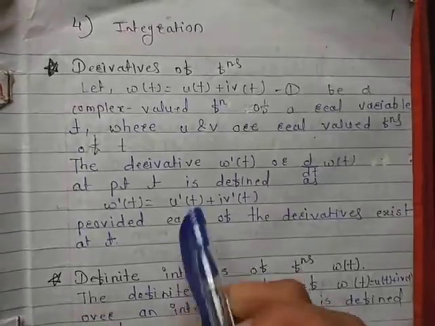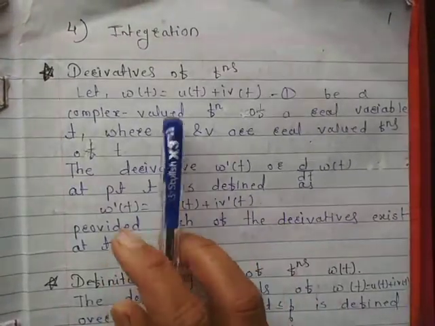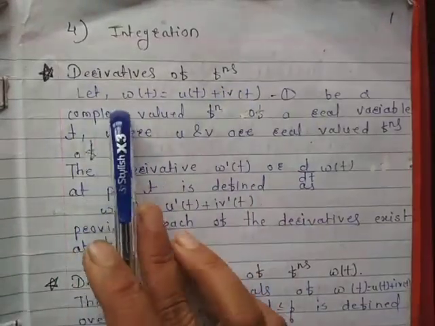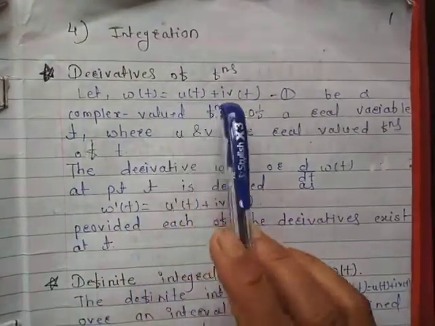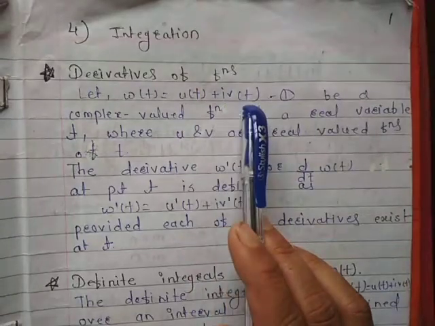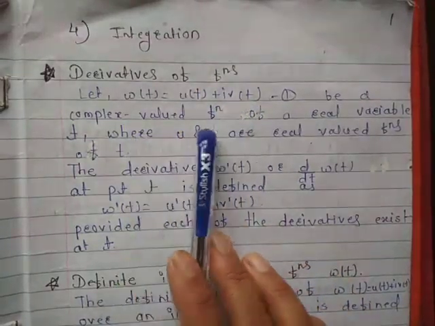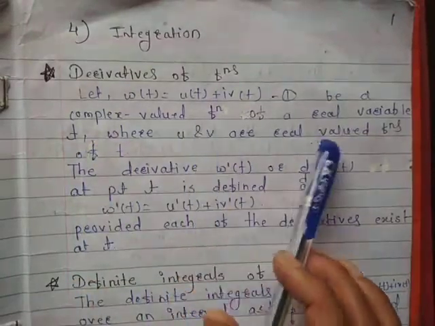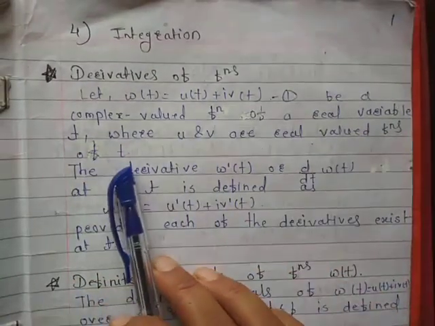Hello students, in this video we are going to start fourth chapter, integration. First topic is derivatives of a function. Let omega of t is equal to u of t plus i into v of t. It is a complex valued function of real variable t, where u and v are real valued functions of t.